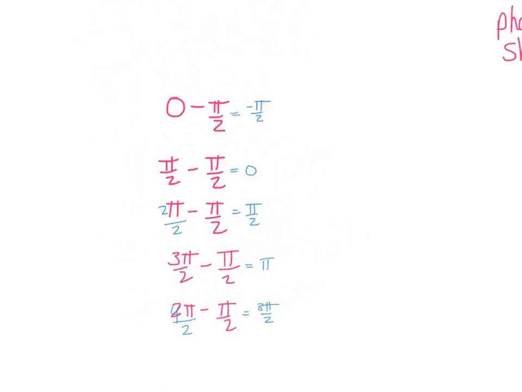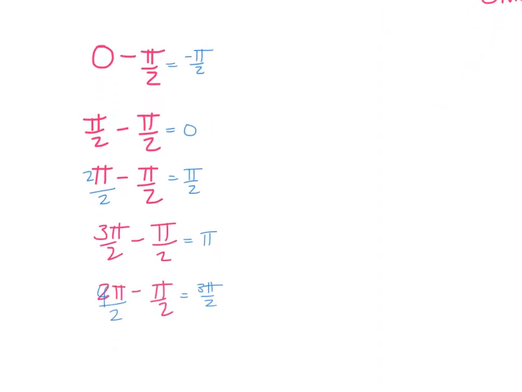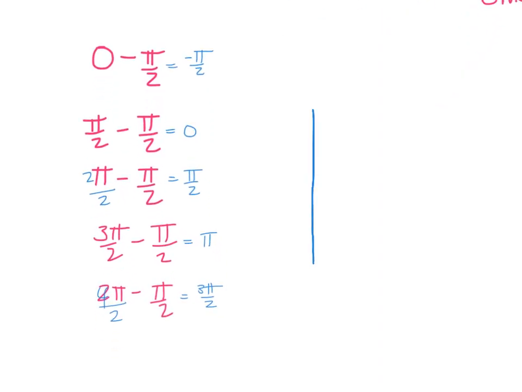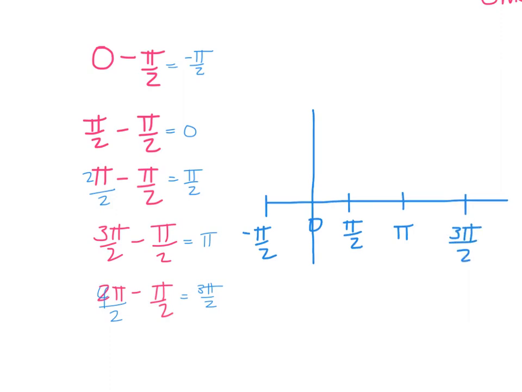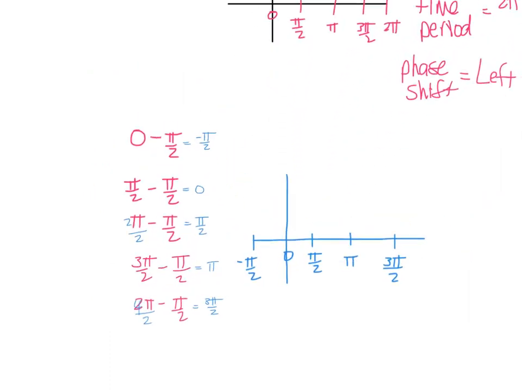So I'll just redraw it right here. I'm still at 0 here, but my first tick mark is going to be at negative pi over 2. Then I have 1 at 0. Then I'm at pi over 2. Then I'm at pi. Then I'm at 3 pi over 2. Agreed? What was our amplitude? 2.